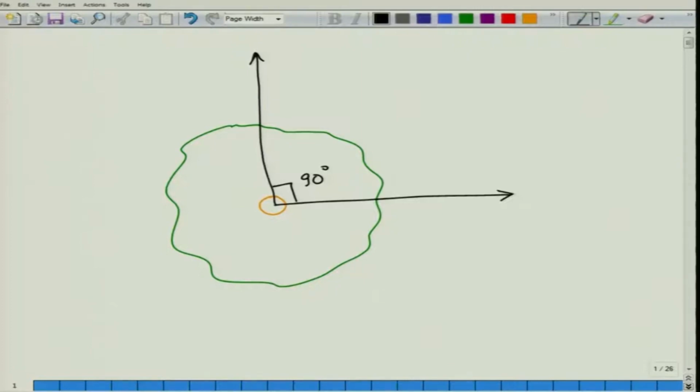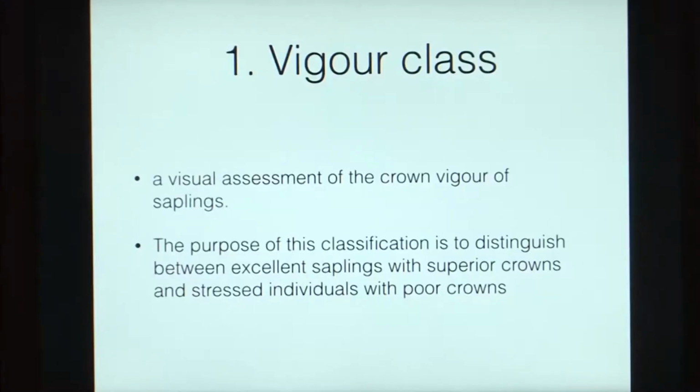So, what do we measure? We measure a number of attributes. The first attribute for the crown is known as the vigor class. Now, a vigor class is a visual assessment of the crown vigor of saplings.